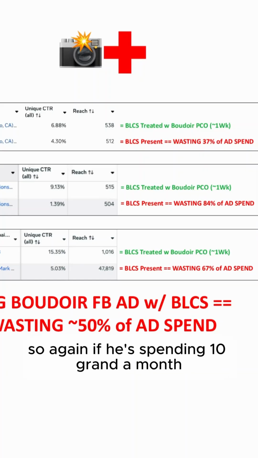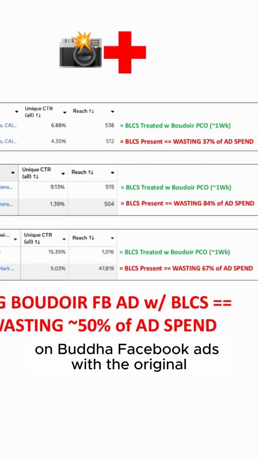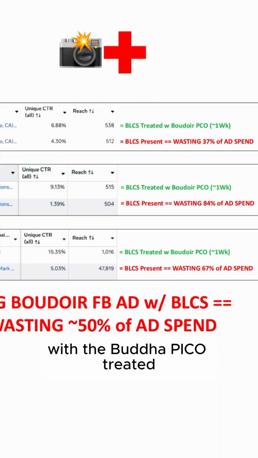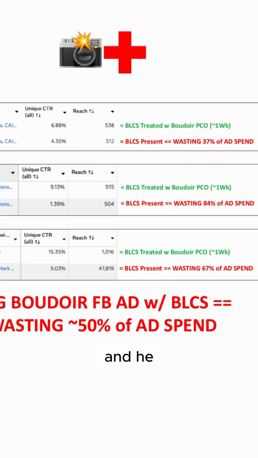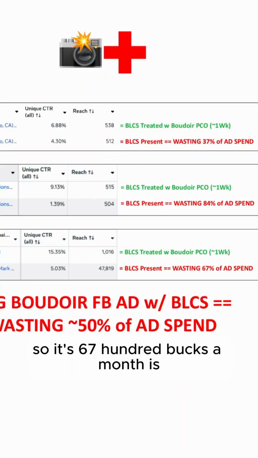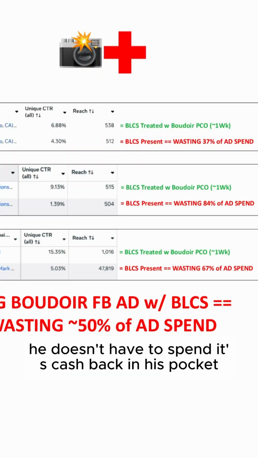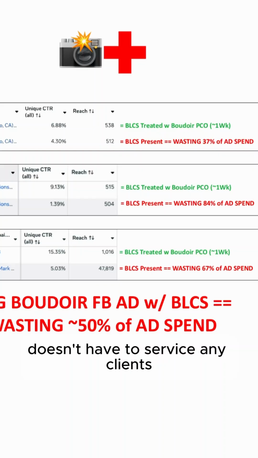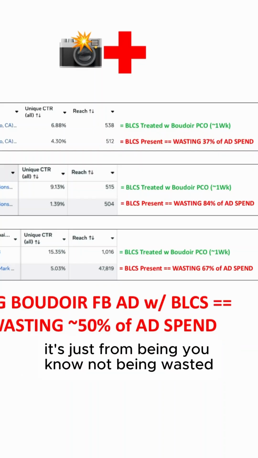So if he's spending 10 grand a month on Boudoir Facebook ads with the original, he now only has to spend 3,300 bucks a month with the Boudoir Pico treated ad, and he gets his ad into the same number of women's brains. So it's 6,700 bucks a month he doesn't have to spend. It's cash back in his pocket, like a 6,700 bucks a month bonus. Doesn't have to service any clients. It's just from not being wasted.